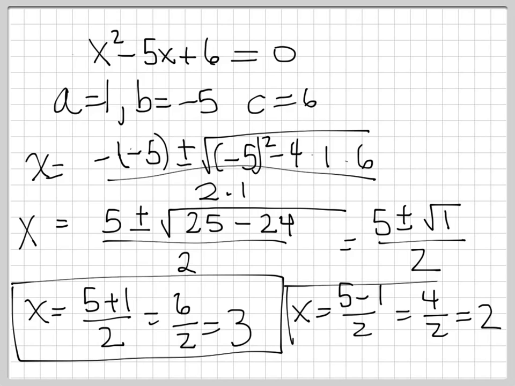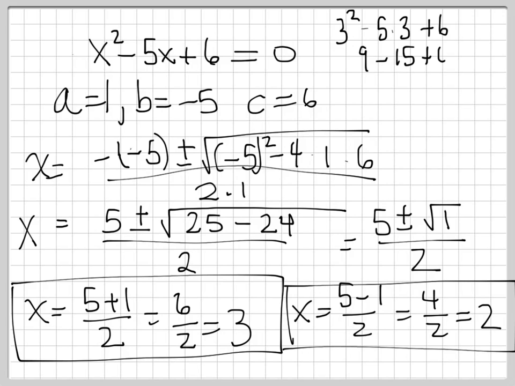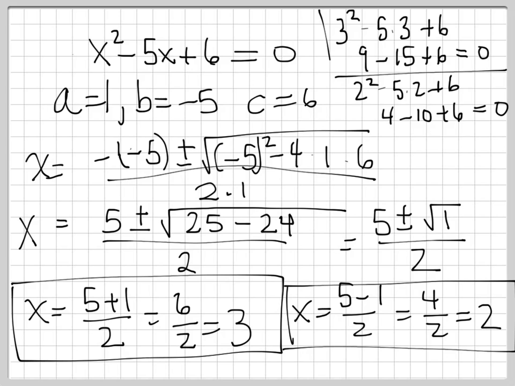Let's go ahead and try these back in the original equation. 3 squared minus 5 times 3 plus 6 is 9 minus 15 plus 6. 9 plus 6 is 15, so this is in fact 0. 2 squared minus 5 times 2 plus 6 is 4 minus 10 plus 6, and 4 plus 6 is 10, take away 10 is 0. And so both of these answers work in my original equation.